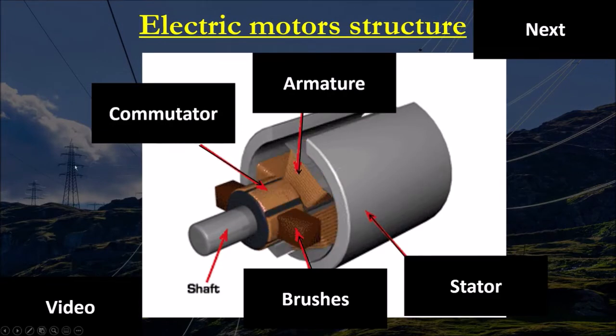If we break this into separate parts of an electric motor, there are a couple of bits you need to pay attention to. There is probably additional stuff you can look into, but I'm just going to focus on the commutator, the armature, the brushes, and the stator.